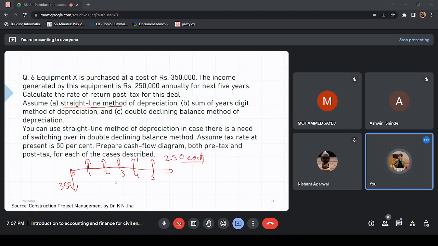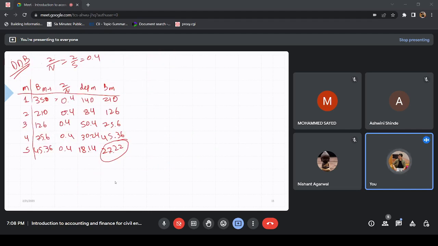of depreciation in case there is a need of switching over from the double declining balance method. So you can see that there is some need, you have to switch over, and they have given you the method, straight line method. Why switching over? So that it makes better sense to us. Now the question arises, when do we switch over?